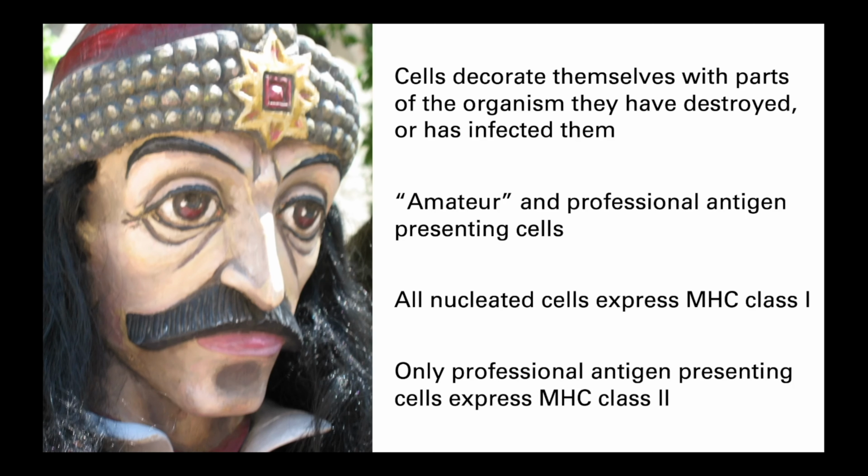Just like Vlad the Impaler used to decorate himself with the bones of his victims, many cells of the body do something similar, decorating themselves with either parts of the pathogens they have engulfed or the thing that is infecting them. So, for example, phagocytes like macrophages take up a pathogen and then present part of that pathogen on their surface. Now, all nucleated cells in our bodies can present antigens in one way or another, as they all express MHC class I. But we also have these professional antigen-presenting cells, our macrophages, our dendritic cells, and our B lymphocytes, which express MHC class II and play a central role in the immune response.